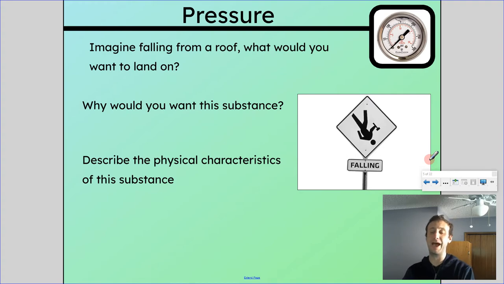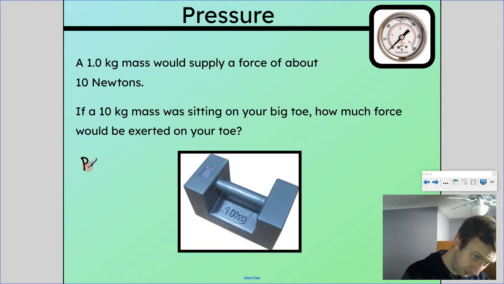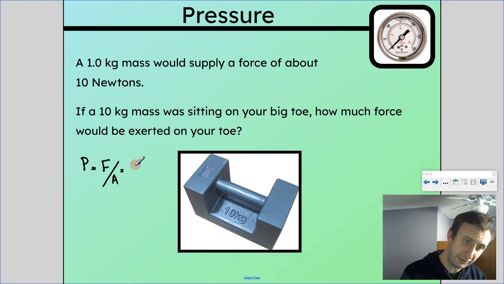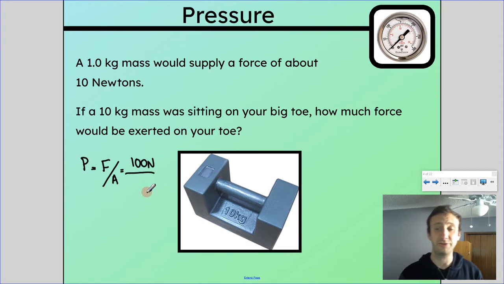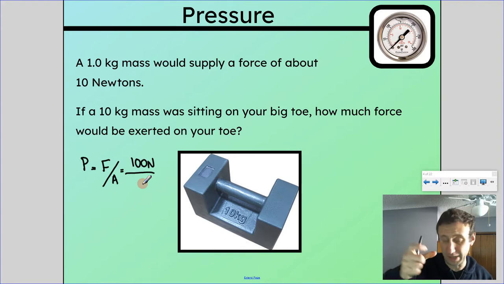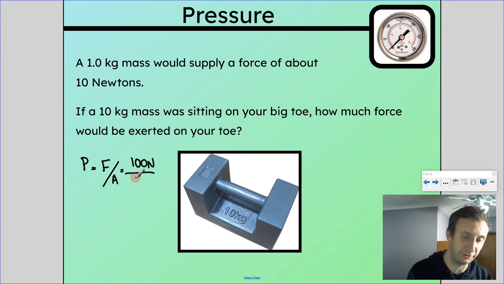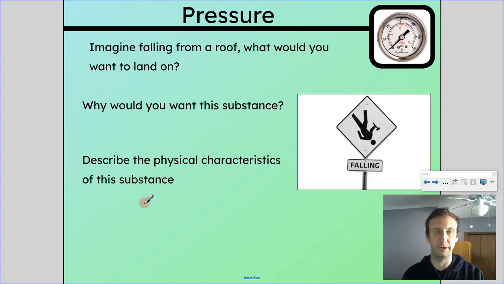So now if we were to take a look at the amount of pressure that's being exerted on your toe, well, then we'd have to figure out the force divided by the area. So the force we already know, that's going to be 100 newtons from this 10 kilogram mass, but the area we don't know, and we could actually figure that out by seeing how much of the 10 kilogram mass is touching your toe. So what area of your toe is actually getting pressure from that 10 kilogram mass? And the larger the area that's getting pressure applied to it, then the lower the pressure is going to be. Because if I have a larger area dividing, I end up then with a lower pressure.